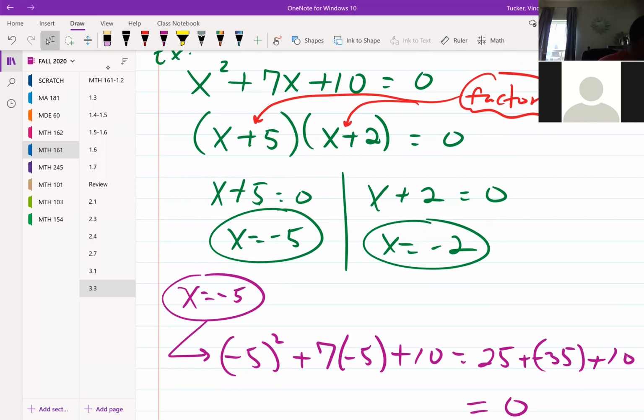So before we use this in a problem, in the exercise, questions?